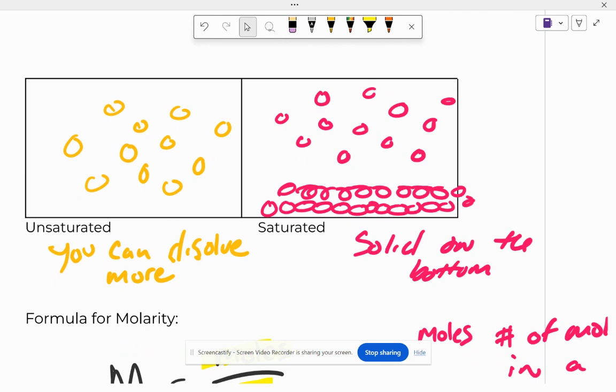And if it's unsaturated, you could always dissolve more. If you poured salt in water, you mix it, it all dissolves. You could add more, mix it, and it keeps dissolving. That's kind of how we talk about saturated and unsaturated solutions.